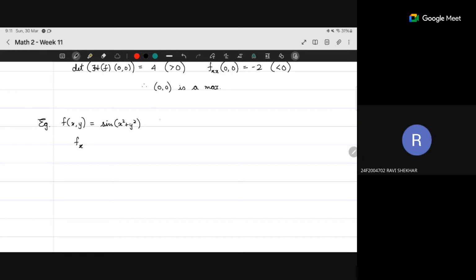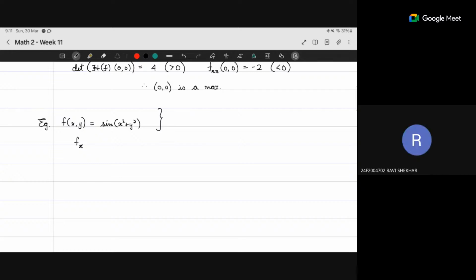So where do you expect minima and maxima for this? Before we go about the Hessian test, what do you feel when you look at the function at 0, 0? At 0, the function value is 0. It's just like a saddle point, I guess. Or maybe when y is equal to x. Even if y is equal to x is equal to 1, then you have sine 2 or something. What is the maximum value of sine? One.